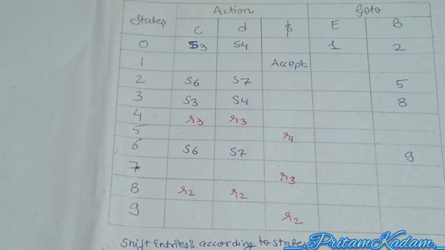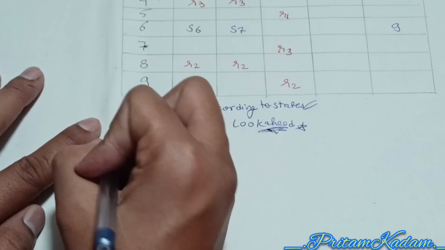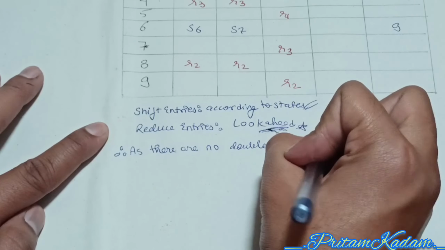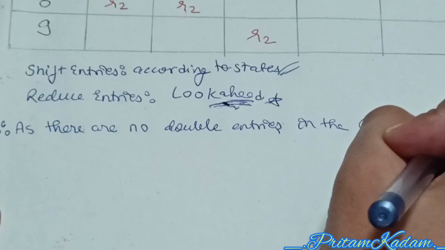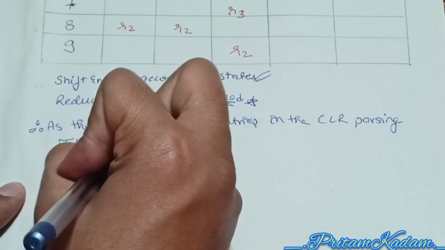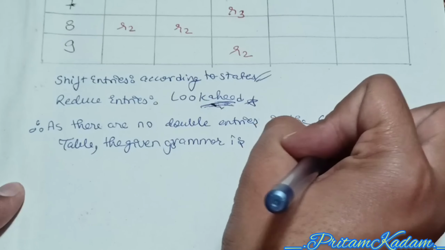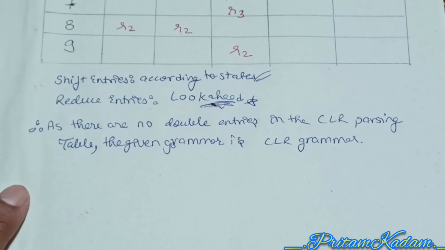As we don't have any double entries in the table, we can say that the given grammar is a CLR grammar. So we just have to write a conclusion that as there are no double entries, the given grammar is a CLR grammar. Okay, so let us write it down. As there are no double entries in the table, the given grammar is CLR grammar.